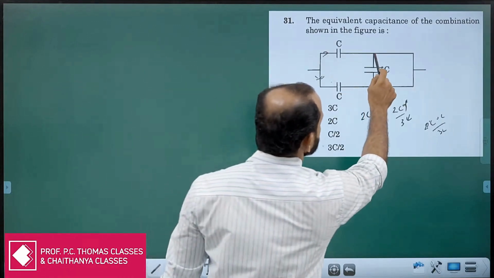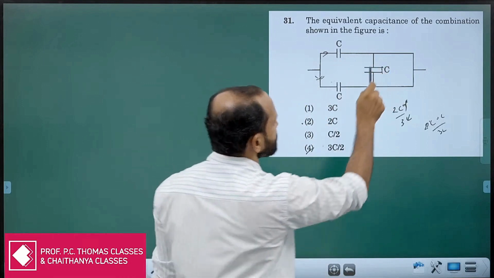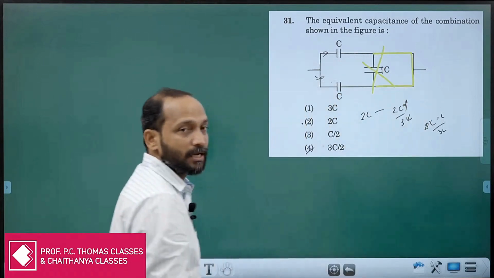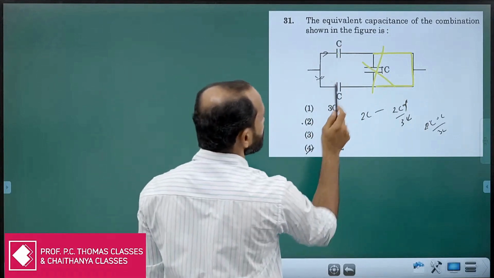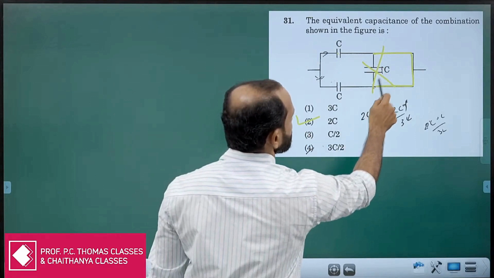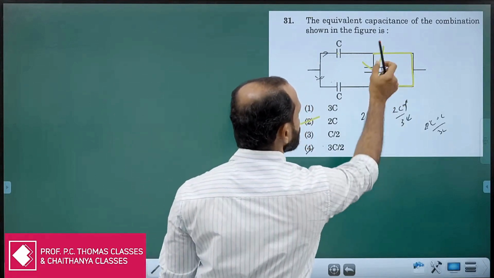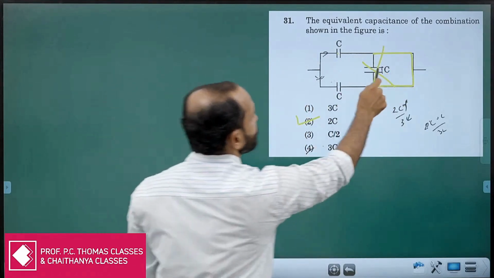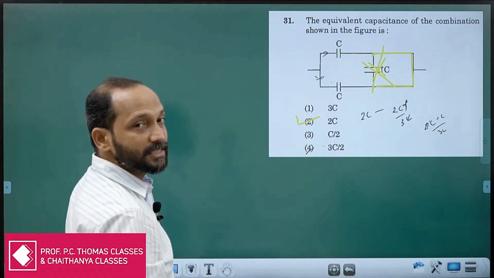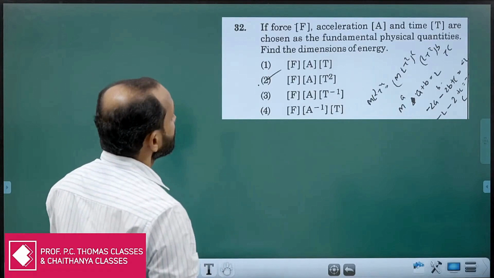31. Capacitor. Very intelligent question. This capacitor is short circuited. That's why that capacitor does not have any influence. This C gets connected in parallel, C plus C, 2C. You cannot use this capacitor because it is short circuited. It never gets charged if it is connected to any cell.